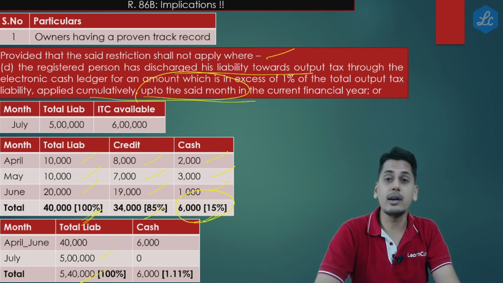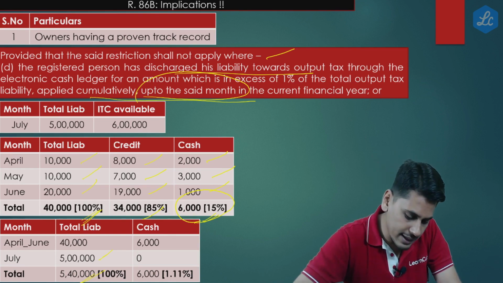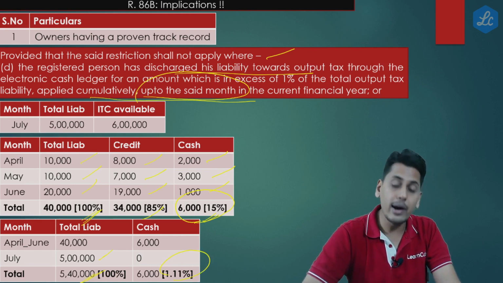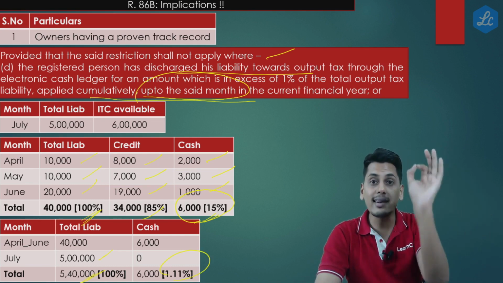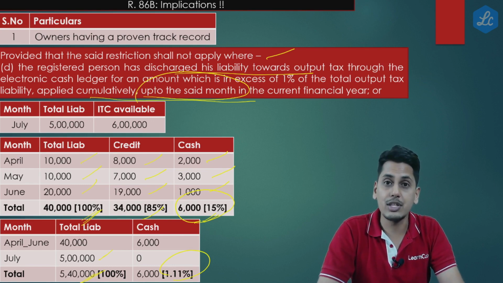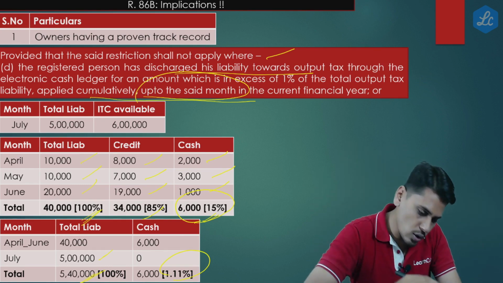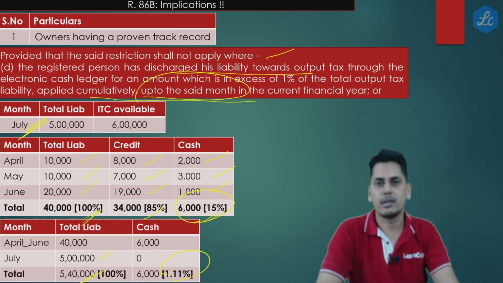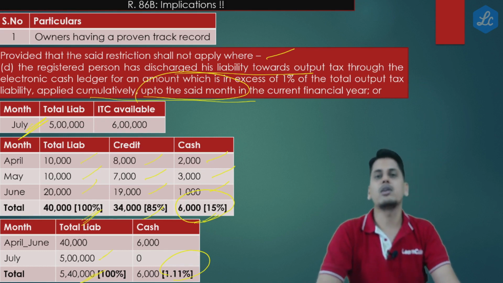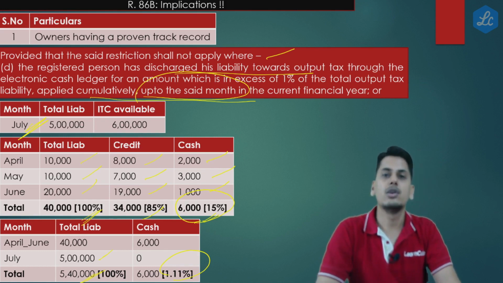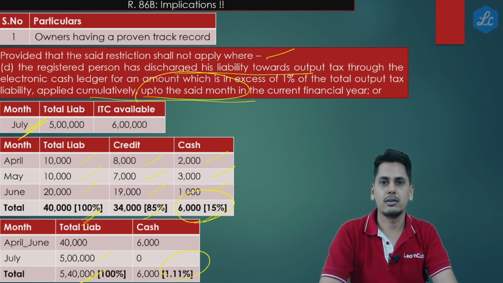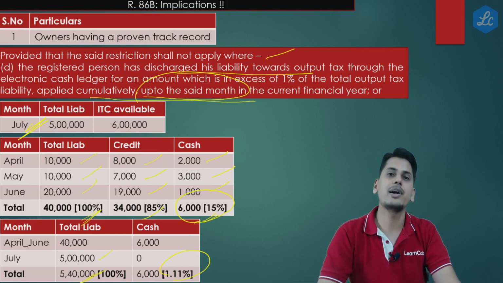So 6,000 is already paid from the cash ledger. The total liability is 5,40,000. 1.11% is already paid from the electronic cash ledger cumulatively including the current month of July. So therefore, for this particular month, 86B, you have already satisfied. You have already satisfied 86B even for the current month.